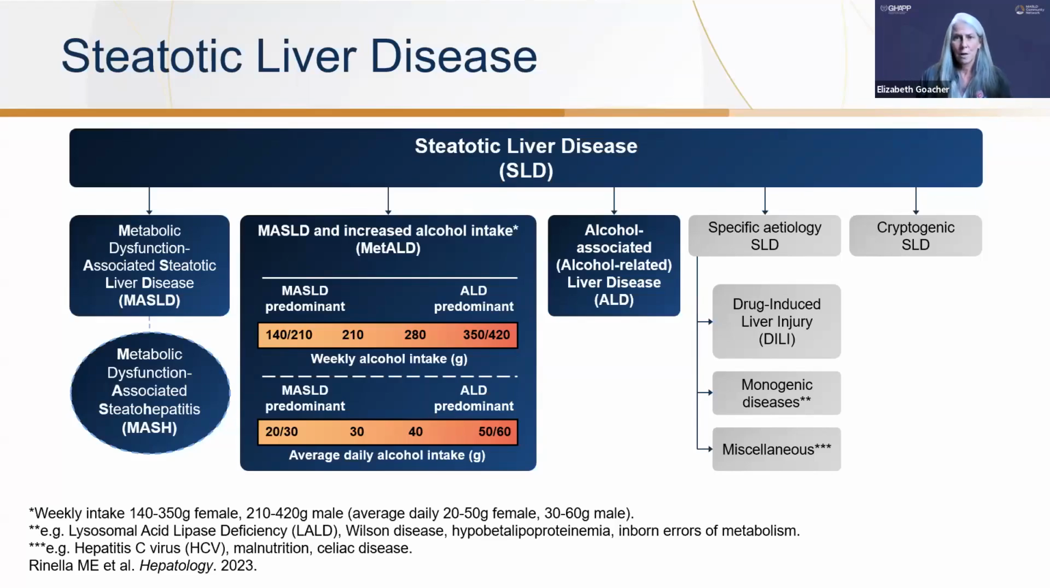There's a rare cryptogenic steatotic liver disease that can't be attributed, but specifically when we're looking at people who are alcohol consumers, those are over here, and people who have just metabolic dysfunction, and then the people in the middle. So MetALD is the middle of this whole spectrum.